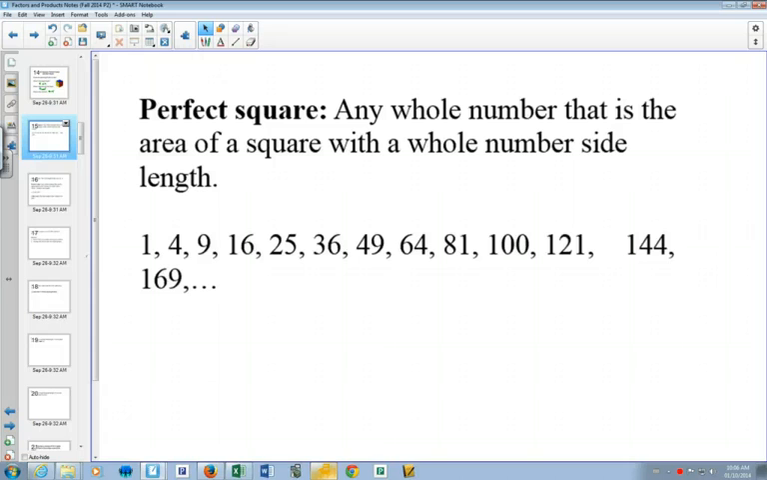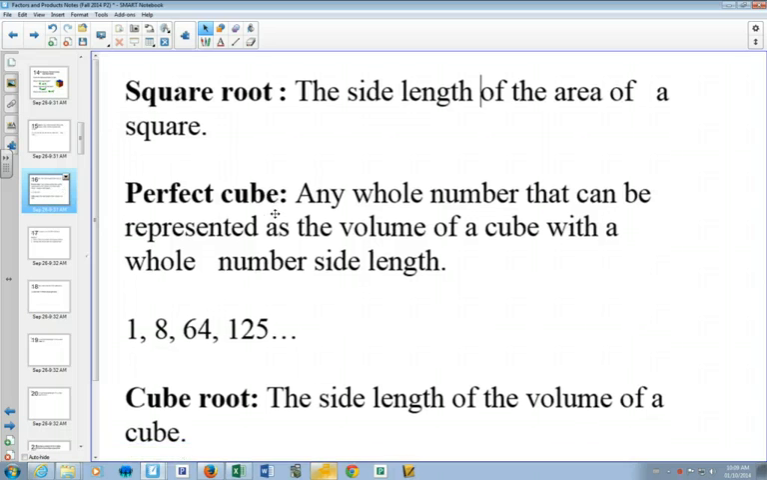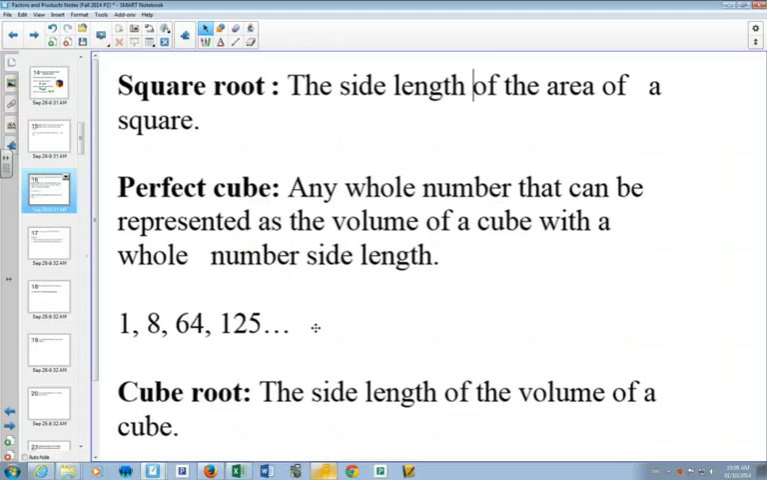So I'll give you some time to write these down. Definition of perfect square. Some more definitions. Square root, perfect cube, and cube root. And I'll see if I can remember that technique for you.